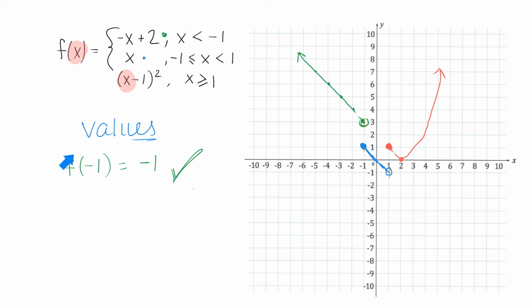This notation of asking for specific values is not specific to piecewise functions. We can use that with any function. So despite the function, we can always take whatever's been given here for x and replace it, even if it's just one plain old simple function.